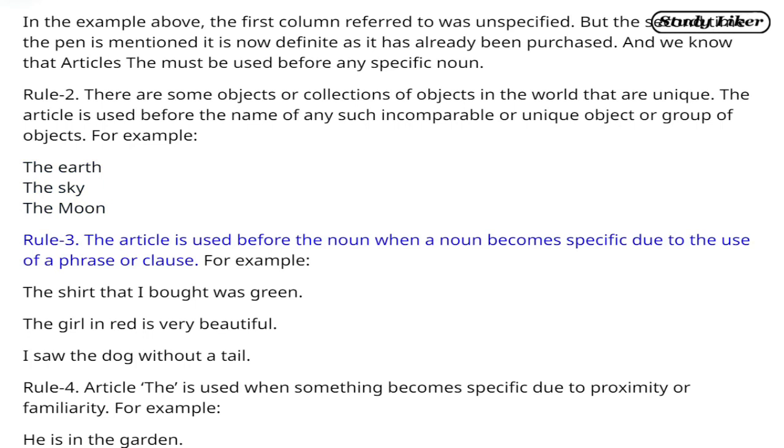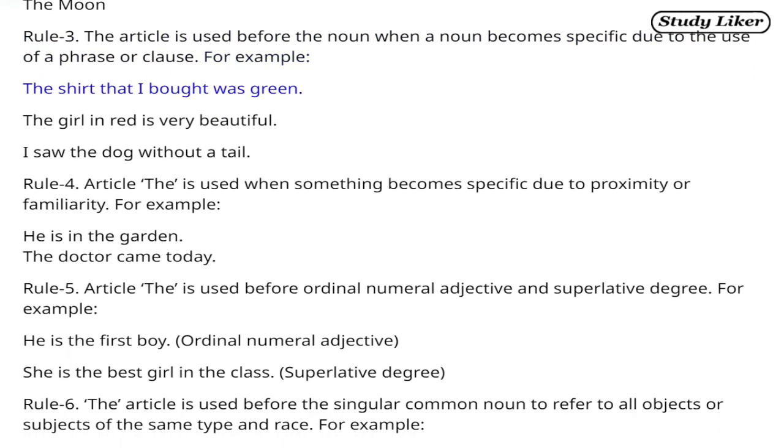Rule 3. The article the is used before the noun when a noun becomes specific due to the use of a phrase or clause. For example, the shirt that I bought was green. The girl in red is very beautiful. I saw the dog without a tail.